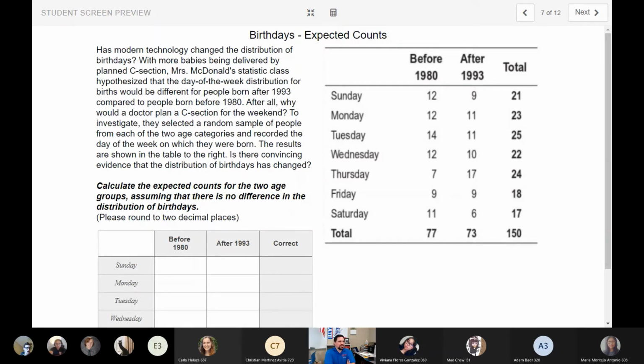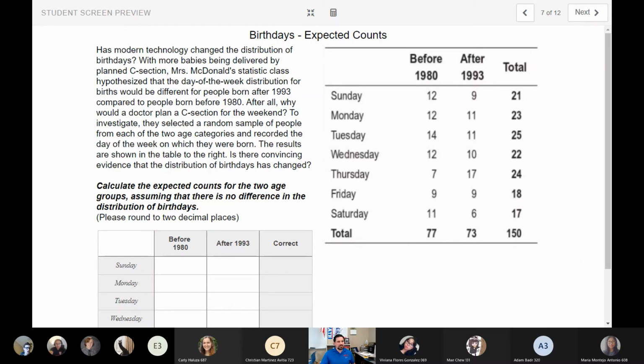All right, we're going to be filling in expected counts. We have this big old context here. Has modern technology changed the distribution of birthdays? With more babies being delivered by planned C-section, Miss McDonald's statistics class hypothesized that the day of the week distribution of births would be different for people born after 1993 compared to people born before 1980. After all, why would a doctor plan a C-section for the weekend? To investigate, they selected a random sample of people from each of the two age categories and recorded the day of the week on which they were born. The results are shown in the table to the right.